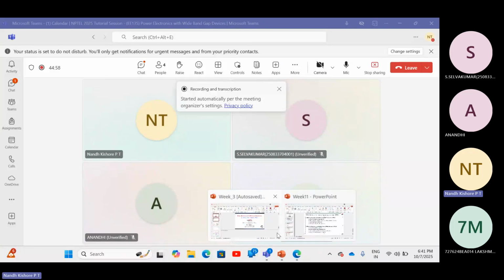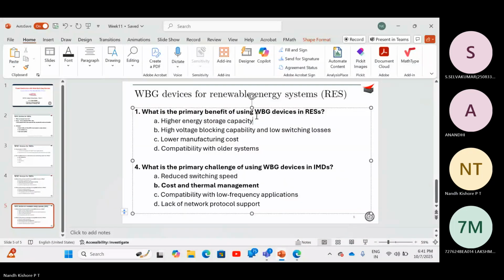So definitely compatibility with older systems is not the answer, right? And we just saw that WBG devices have higher cost. So definitely option C is not the answer. Okay. And another thing is, see, these are devices. Devices cannot store energy, right? So you cannot have higher energy storage capacity and all. So WBG devices are not some batteries where you can store energy.